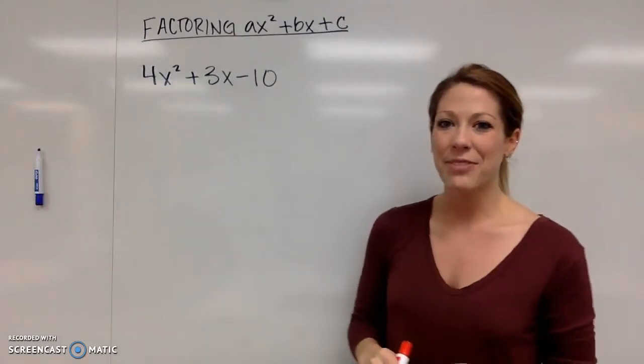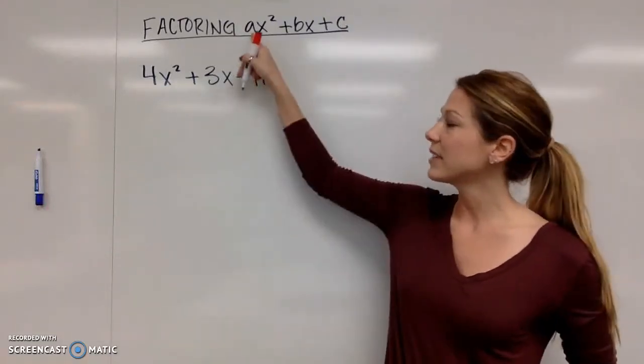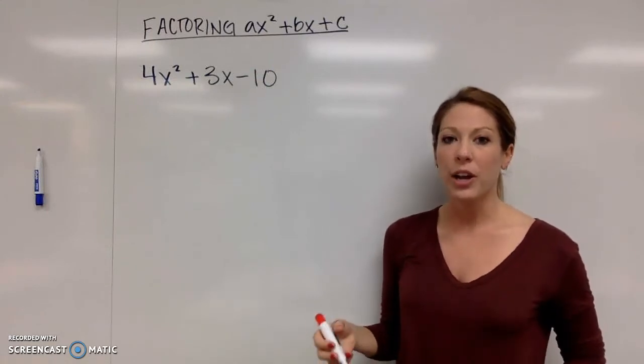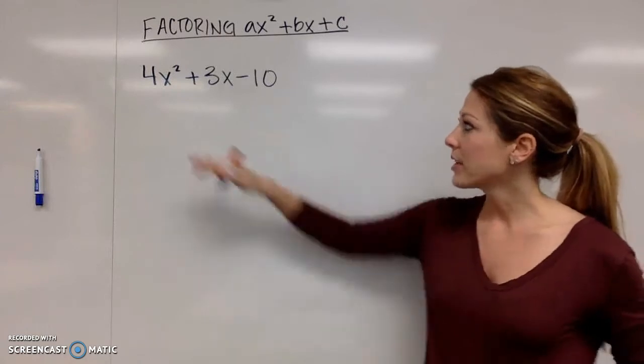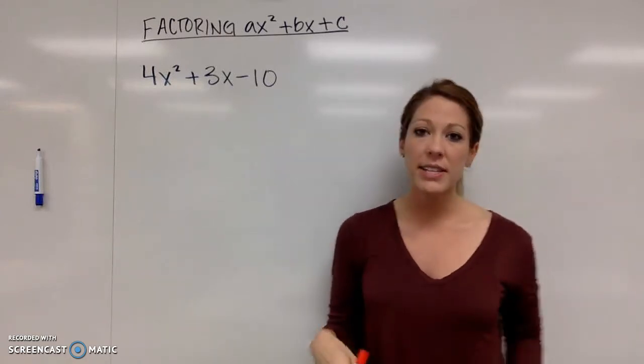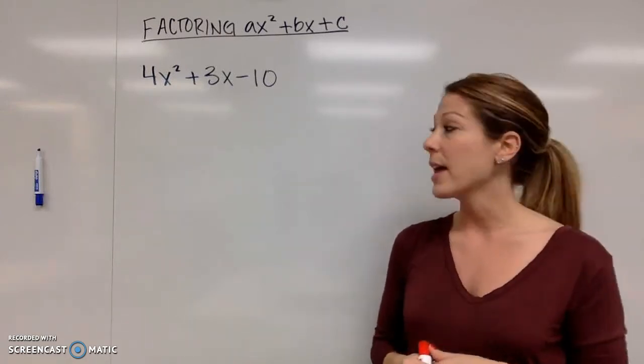All right, now we're going to start factoring trinomials where instead of the leading coefficient being a 1, we are going to have a coefficient in front of the x squared term. So here's an example, 4x squared plus 3x minus 10. We're just going to do 3 examples today.